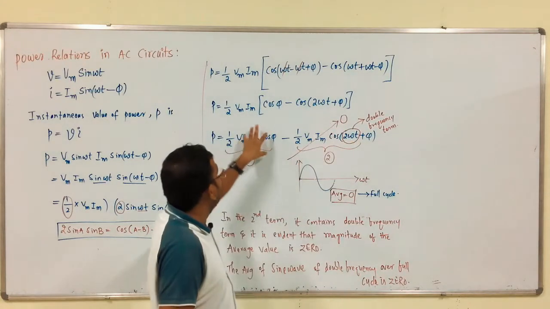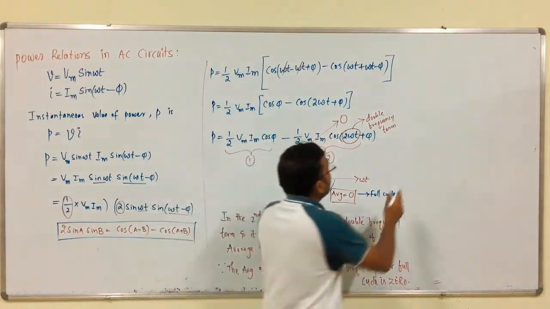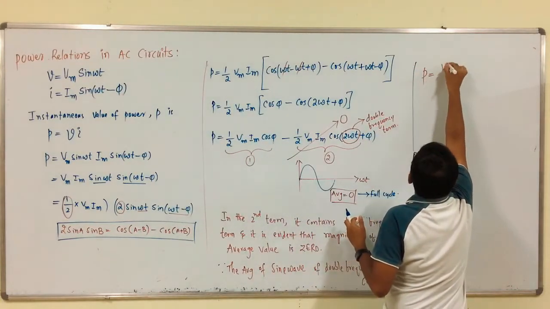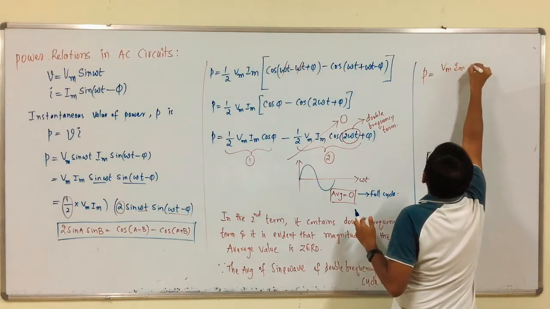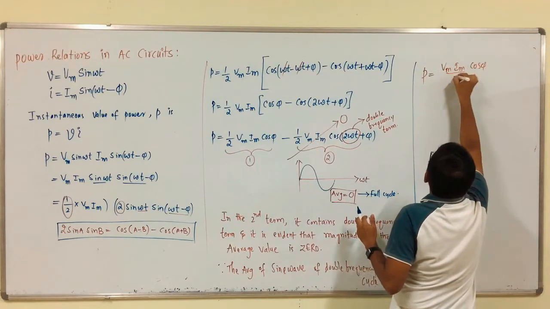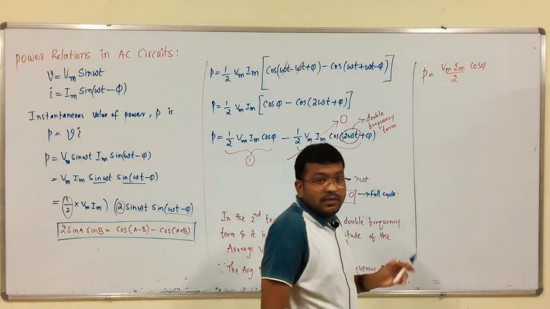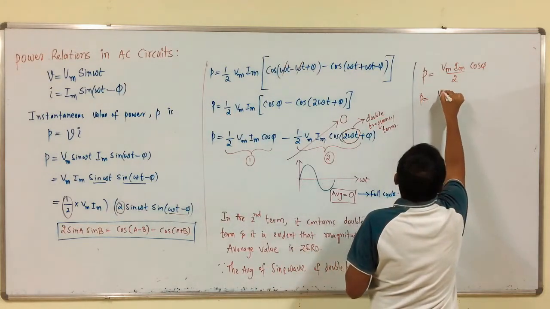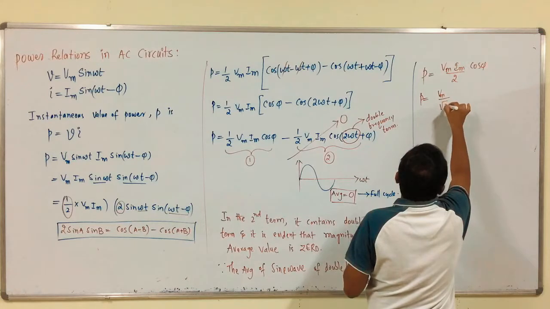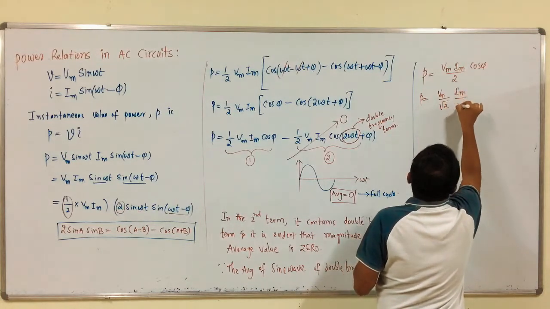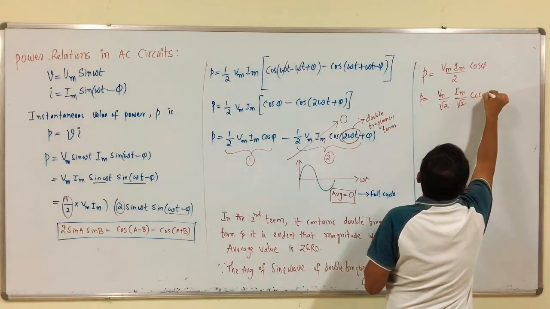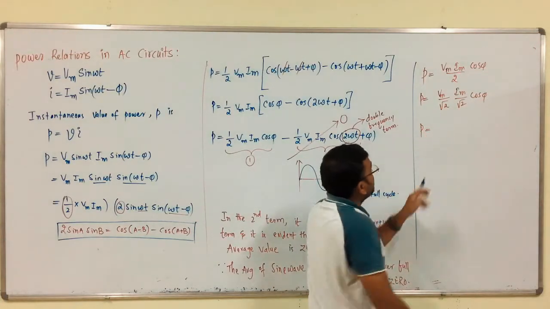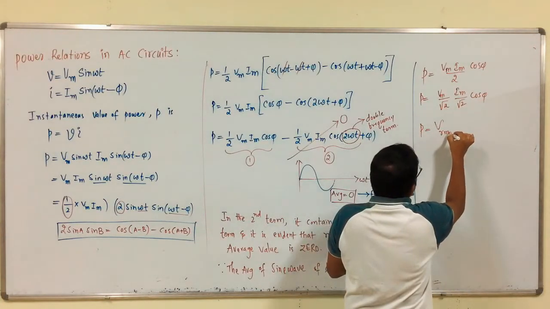Now we have only this part. Therefore p is equal to Vm Im cos phi by 2. We can write it as Vm by root 2 times Im by root 2 times cos phi, which is equal to, what is the value of Vm by root 2? It is nothing but V RMS, right?